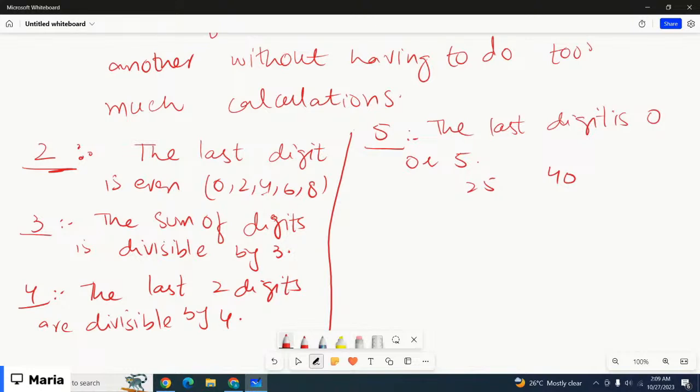So the divisibility rule for 5 is if the last digit is either 0 or 5. You have 40, you have 25. So 40 and 25 are divisible by 5. Got it? Do you guys note down them?